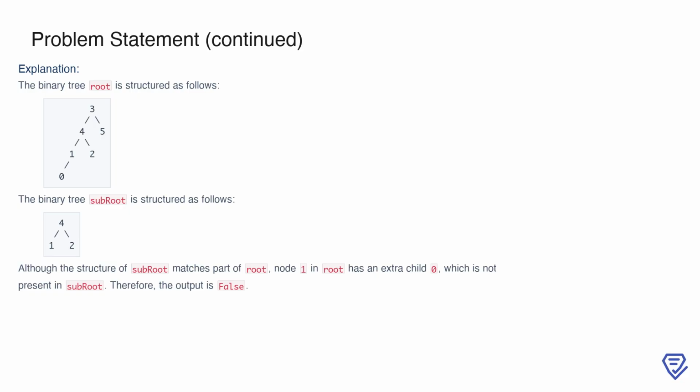This extra child makes the subtree starting at 4 in root structurally different from subroot. As a result, even though the values of some nodes match, root contains extra nodes that are not part of subroot. Therefore, the output for this example is false.